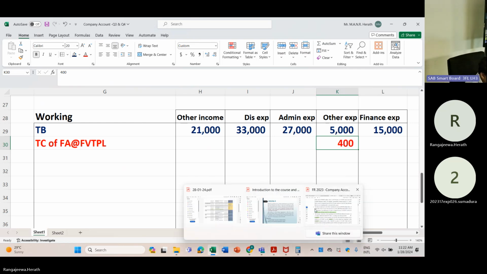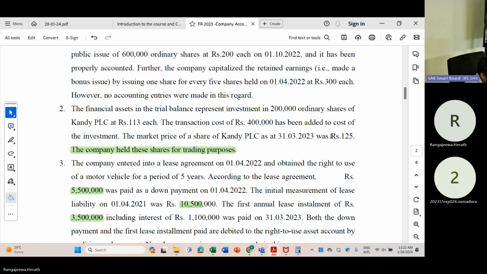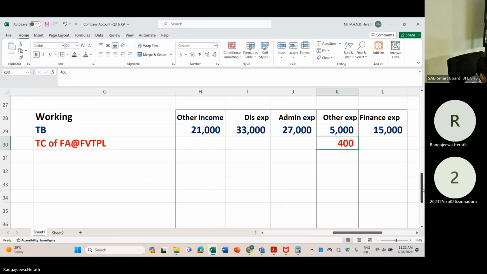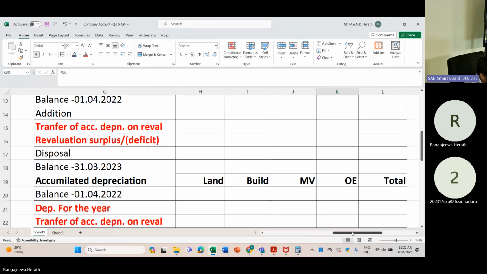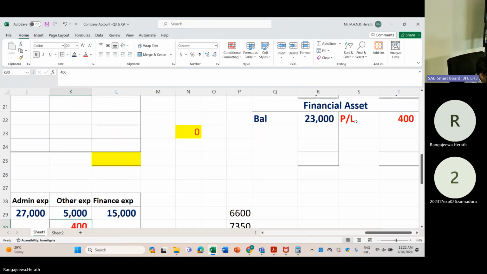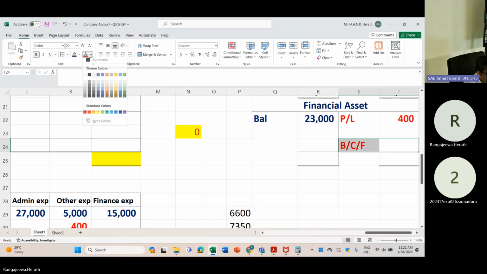Then you are told the market price is 125. So 125 into 200, you can have the financial asset closing balance. The account එකේ පෙන්නන්න පුළුවන්. Financial asset, the balance carried forward. Carried forward balance එක විදිහට අපිට පෙන්නන්න පුළුවන්.